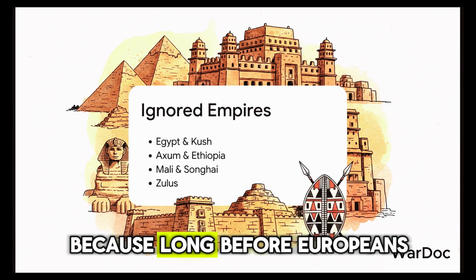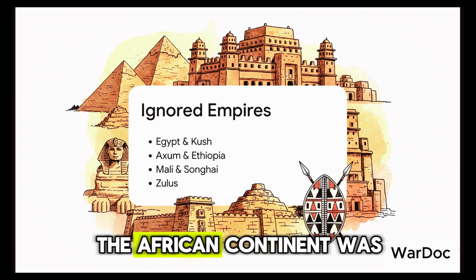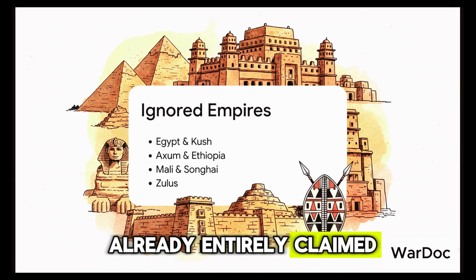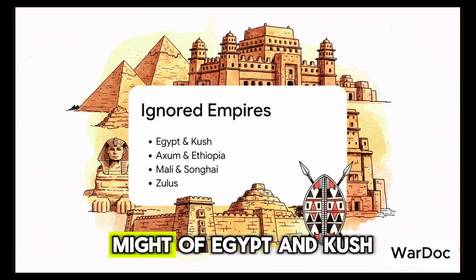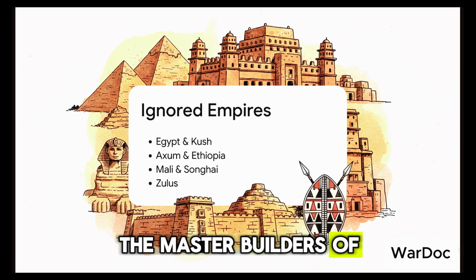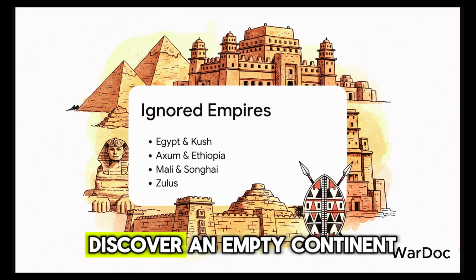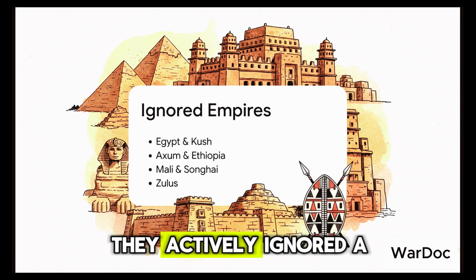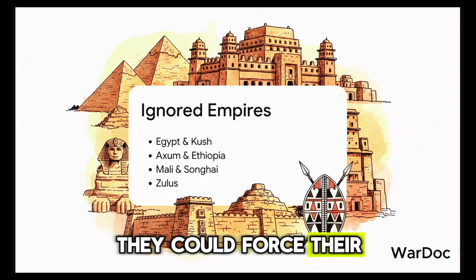And worse, this justification completely and intentionally dismissed the highly sophisticated, incredibly wealthy civilizations that were already living there. Because long before Europeans ever sat down to draw arbitrary lines on a map, the African continent was already entirely claimed and occupied by incredibly powerful empires. We're talking the ancient might of Egypt and Kush, the immense wealth of Mali and Songhai, the master builders of Great Zimbabwe, and the fierce warriors of the Zulu kingdom. The Europeans didn't just discover an empty continent, they actively ignored a complex geopolitical map that already existed just so they could force their own onto it.